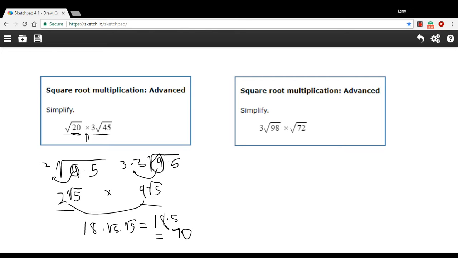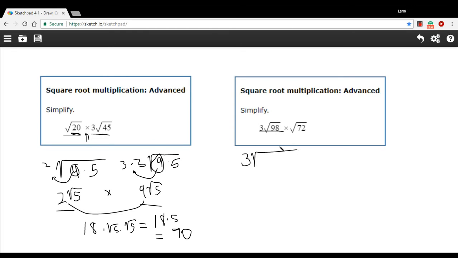All right, let's try another one just for practice. This one looks a little bit hairy. So we have 3 times the square root of 98 times the square root of 72. So let's start with just this first chunk, 3 times the square root of 98.